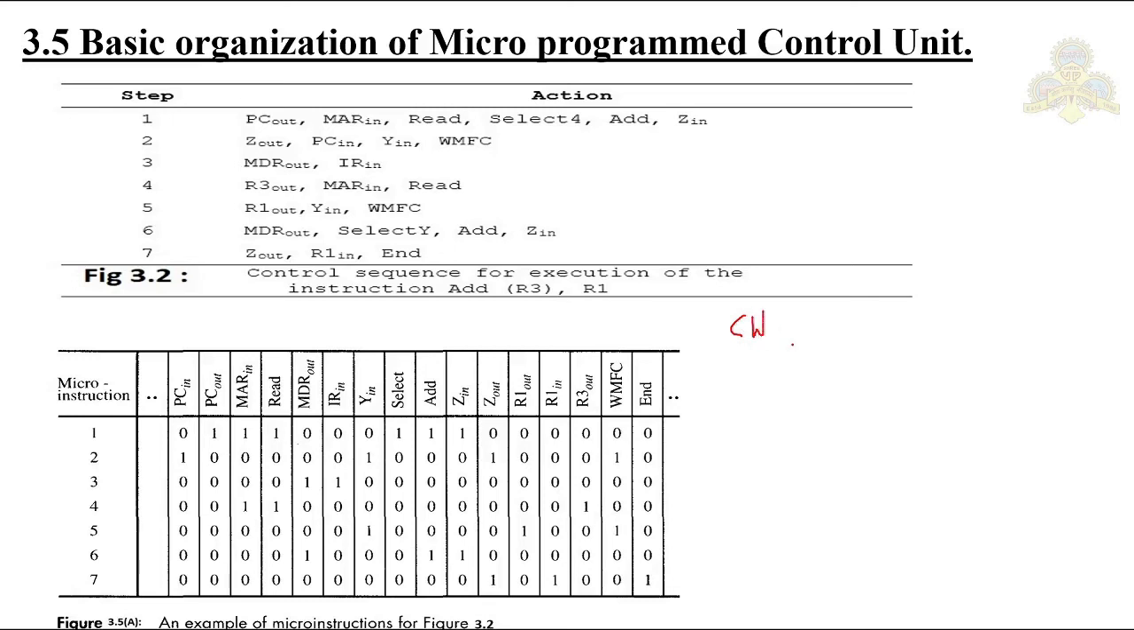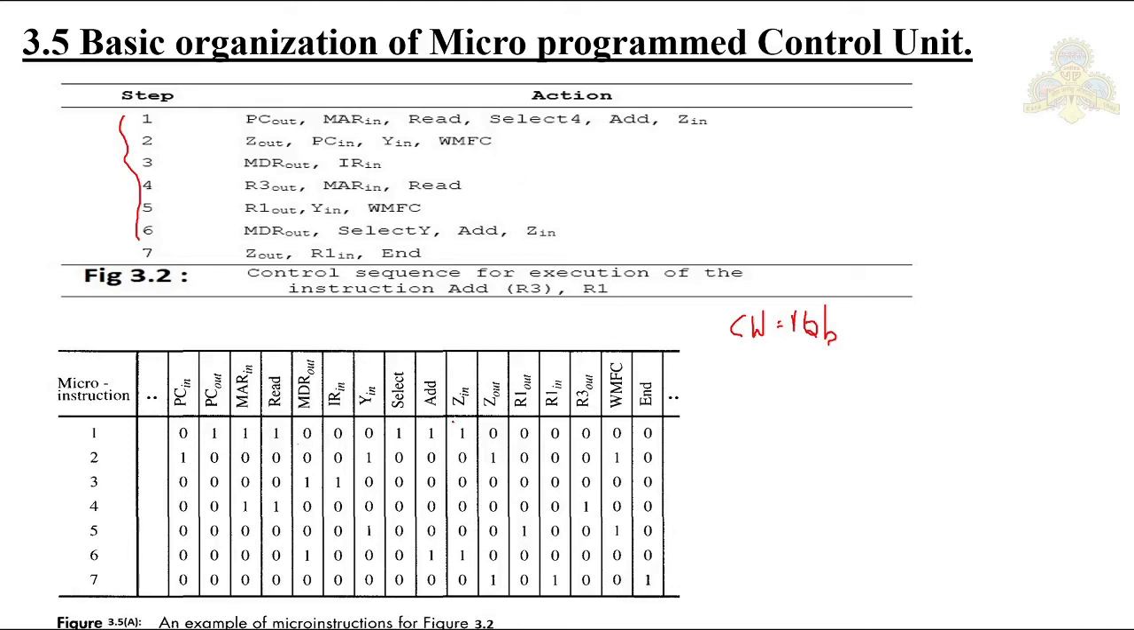A control word is nothing but a word whose individual bits represent the various control signals. You can see here a control sequence for execution of the instruction add the content of R3 to R1. Each of these, PC out, MAR in, read, will be called control signals. And this is the control sequence for the entire instruction add R3, R1. Now this control word is a word whose individual bits represent various control signals of this sequence. Suppose your control word is of 16 bits. That means each bit in this control word would represent one of these control signals.